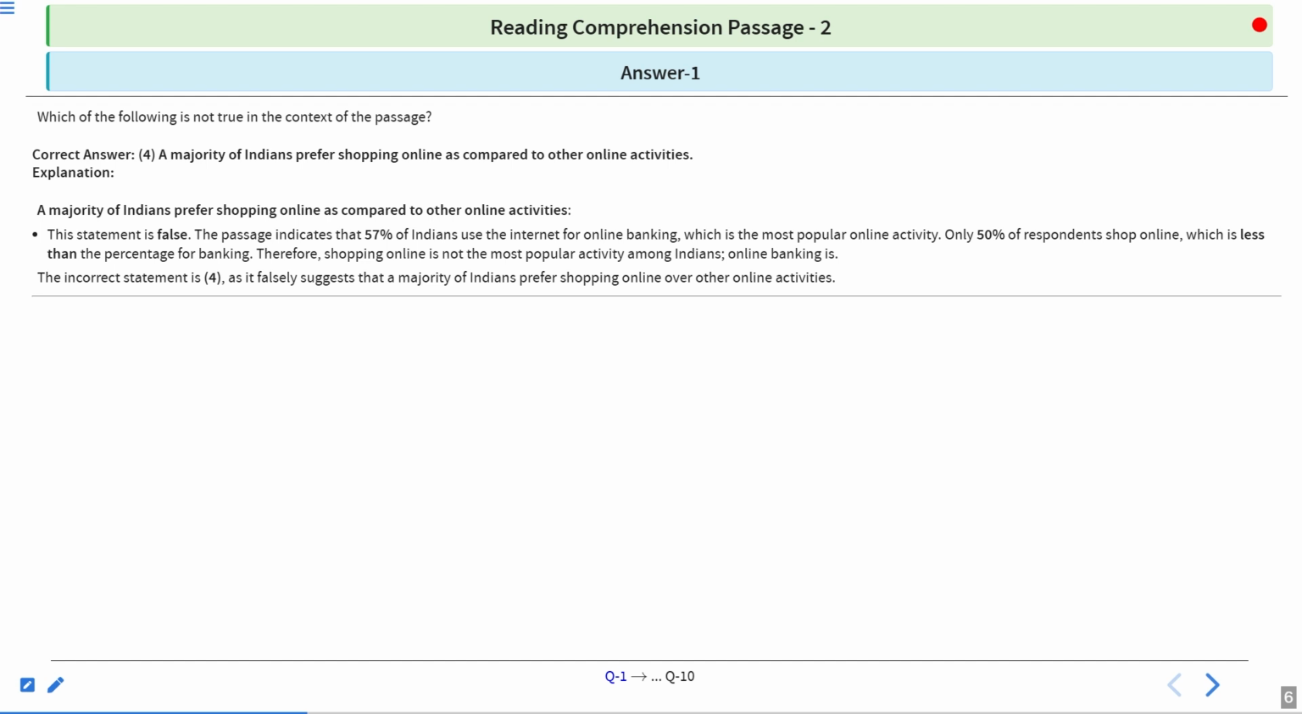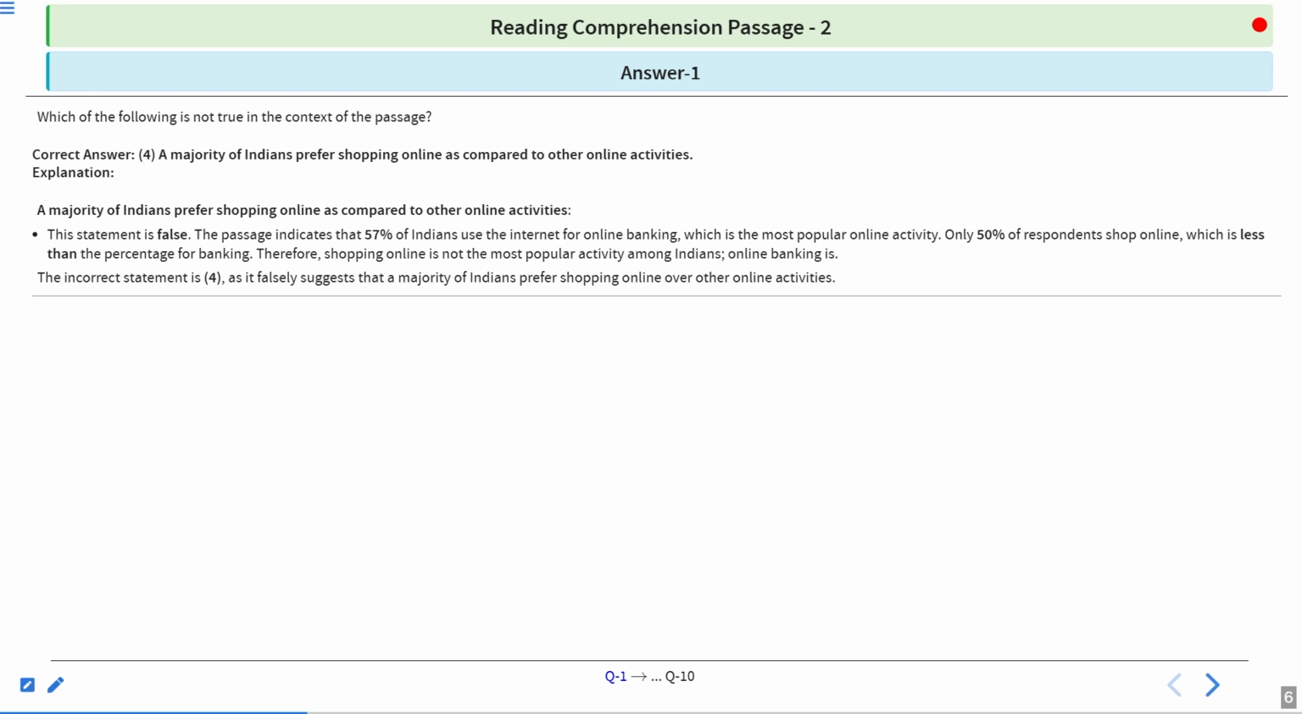This statement is false. The passage indicates that 50% of Indians use the internet for online banking, which is the most popular online activity. Only 50% of respondents shop online, which is less than the percentage for banking. Therefore, shopping online is not the most popular activity among Indians. Online banking is. The incorrect statement is 4, as it falsely suggests that a majority of Indians prefer shopping online over other online activities. I hope you understood the explanation.